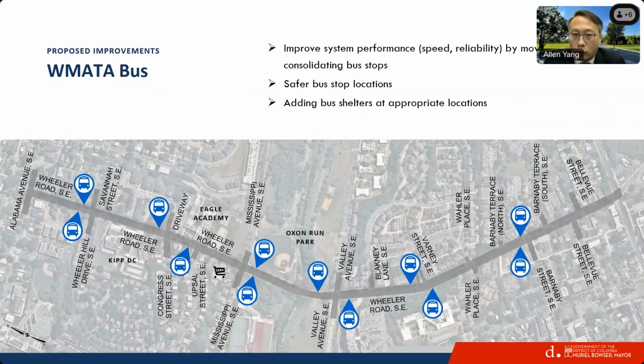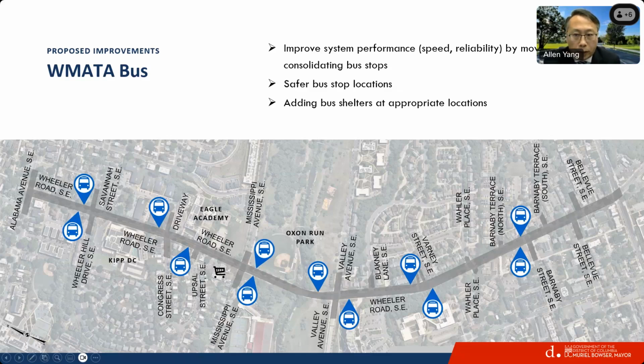This graphic shows the WMATA bus stop improvement. We are consolidating some bus stops, eliminating some bus stops, and relocating bus stops to the ideal and safest location possible. For example, currently there is a pair of bus stops at Waller Place, right, for northbound and southbound, but this pair is very close to the downstream pair and upstream pair. So coordinating with WMATA, we are proposing to eliminate this pair of bus stops.